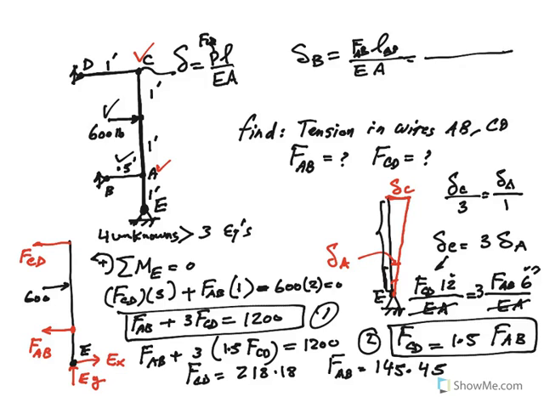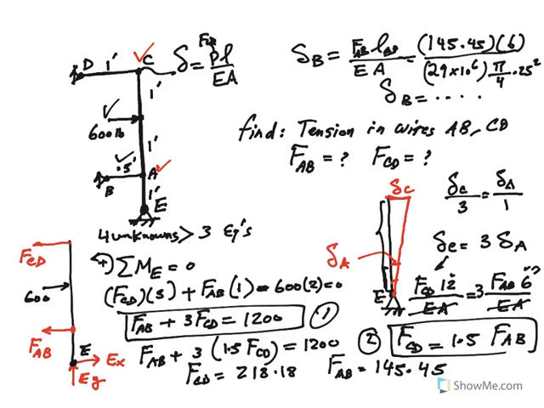So the 145 that I got times the length. So now the 6 inch, okay? Unit becomes important. 29 times 10 to the 6, pi over 4. Remember, it was diameter of 0.25. And then you can go ahead and calculate this on your own.